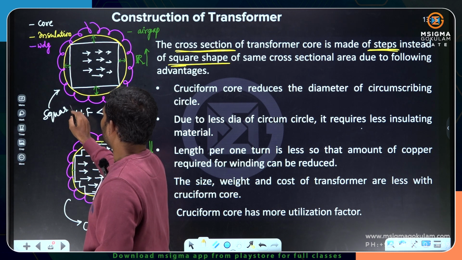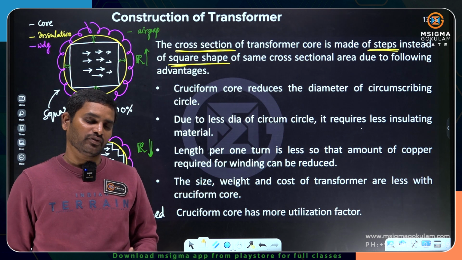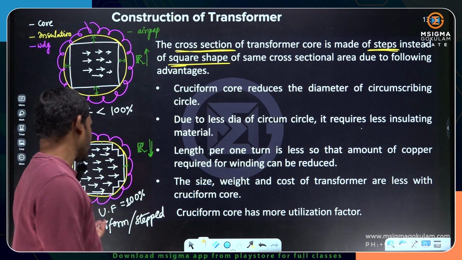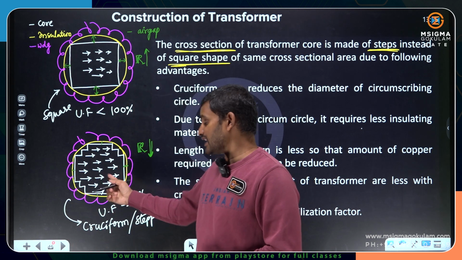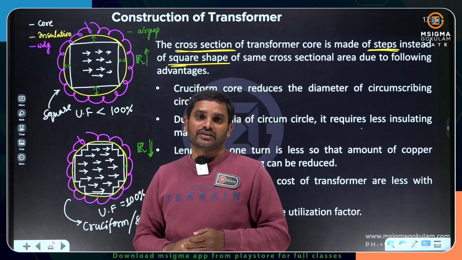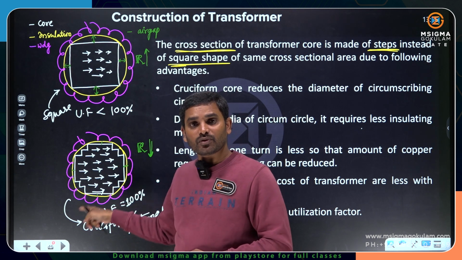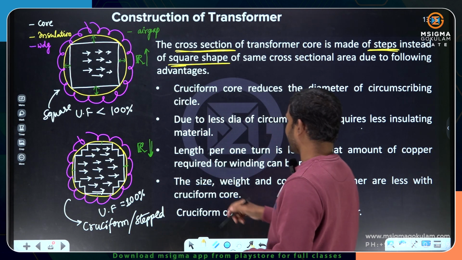The square shaped core requires more copper and results in more copper losses, and the stepped core requires less copper, resulting in less copper losses. Moreover, the magnetic path is completely magnetized, giving a better utilization factor. So that's the reason why we choose the stepped core rather than the square shaped core. These are the advantages.